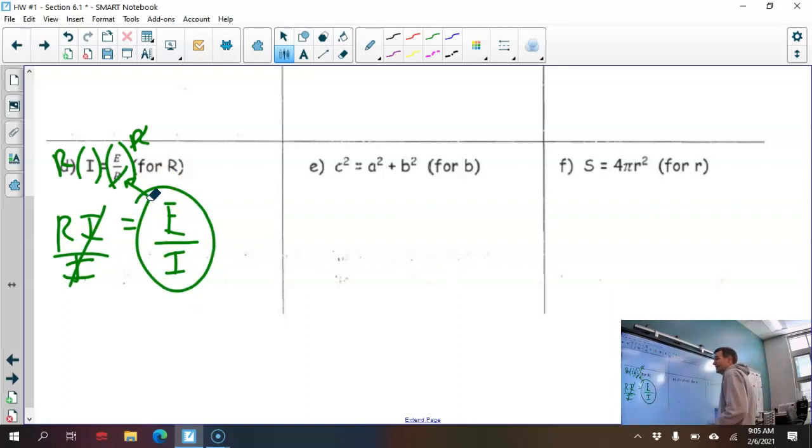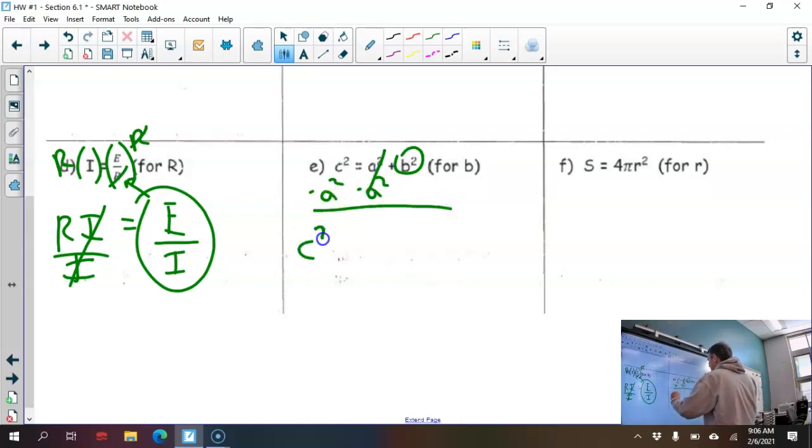All right, tricky one here. You need to get the b by itself. So you can't take the square root first. First, you have to isolate the letter with the square on it. So first, I would subtract a squared from both sides. That gives me c squared minus a squared equals b squared. And then, to get rid of the square, I, of course, take the square root of both sides.